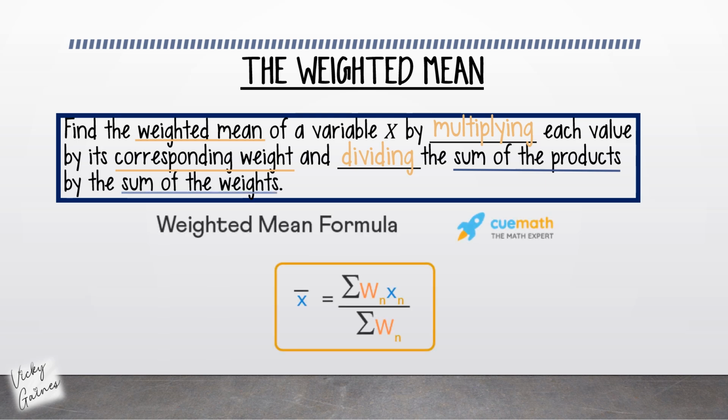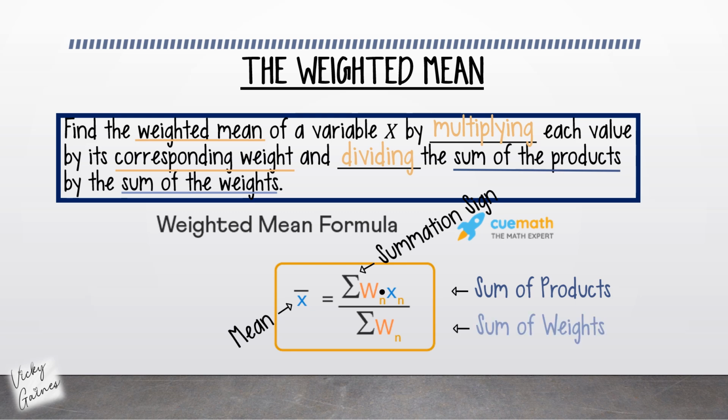Here's a formula. X bar is mean. We've probably seen that before. There's our summation sign, and we have it on top and on bottom. There's the sum of the products, and there's the sum of the weights. N is the sample size.